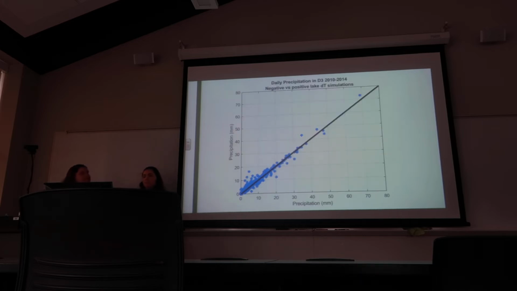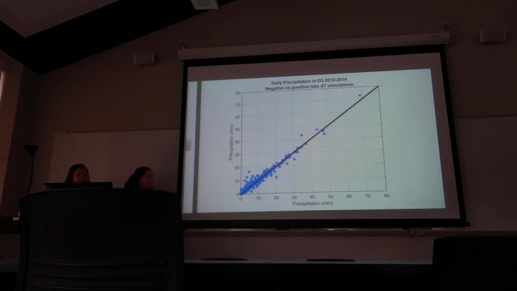So here we created a one-to-one plot that shows the daily precipitation in domain 3 during 2010 through 2014. And basically what we did was we took the positive lake temperature perturbations and we averaged those, and then took the negative lake temperature perturbations and averaged those, and then we decided to plot them on this line to see whether or not the precipitation was actually increasing as temperature did increase.